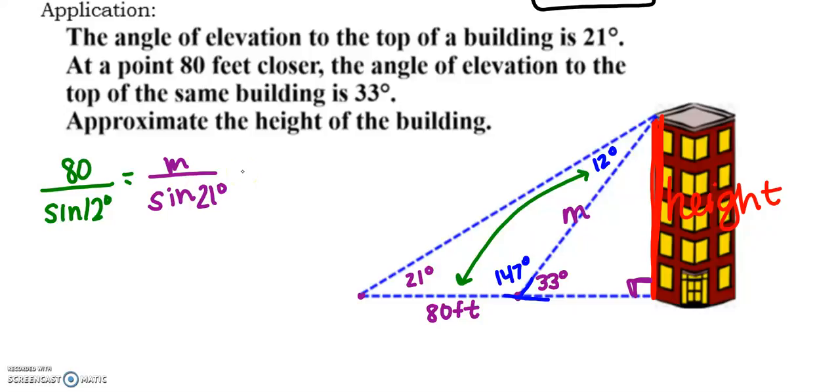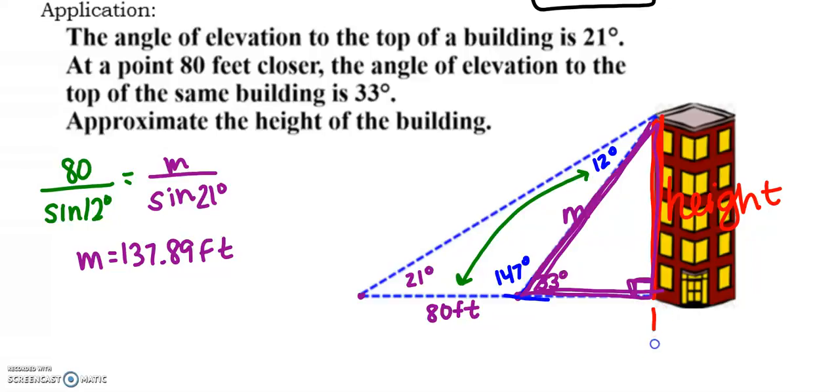Well, the reason I want to find M is because if I look, M then is the hypotenuse of this right triangle. And then I could use SOHCAHTOA because I get to the right triangle, and that's super helpful. So I'm going to use some cross multiplication. I'm going to find that M is equal to 137.89 feet. So now what I have, I'm going to take this out of the picture so it's a little bit easier to see. This is the height I wanted to find. I now know that this side is 137.89.